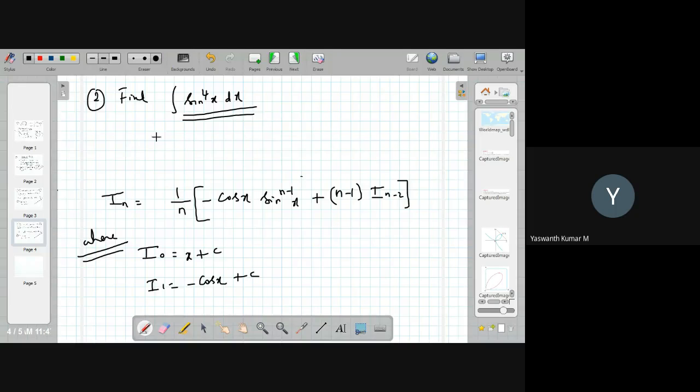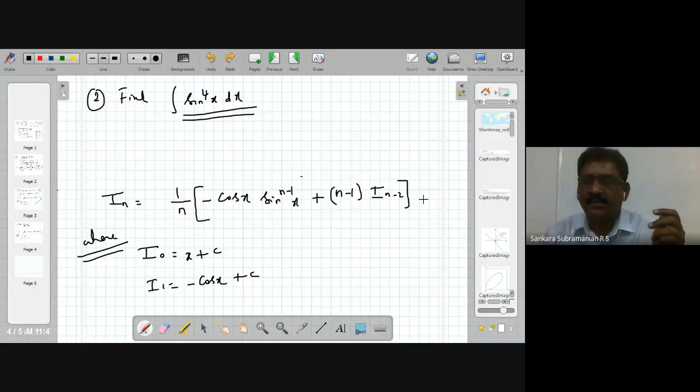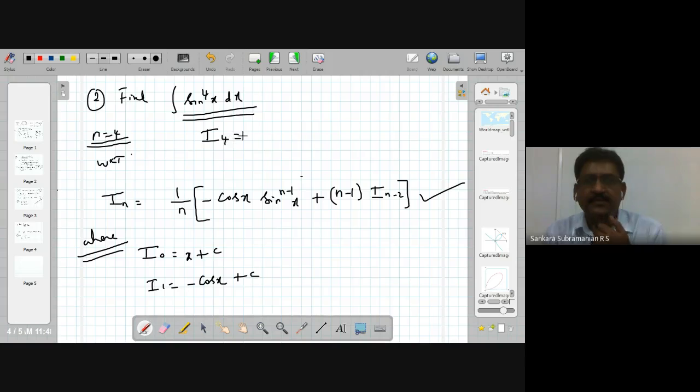Let n equal to 4. Good. We want to find n equal to 4. So we know that I n equals this. Therefore I4 equals 1 by 4 minus cos x into sin power 4 minus 1, which is sin cube x, plus n minus 1, 4 minus 1 is 3, times of I n minus 2, I2.